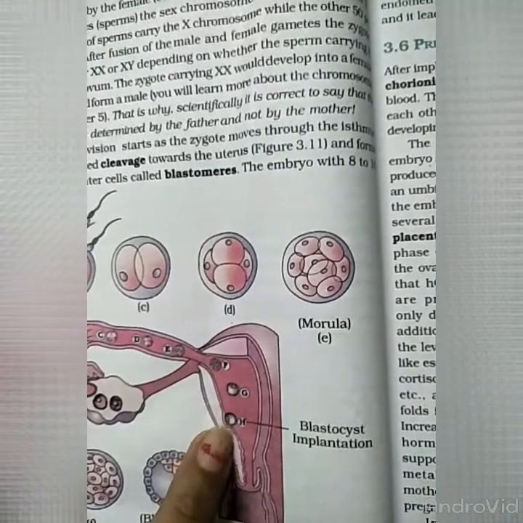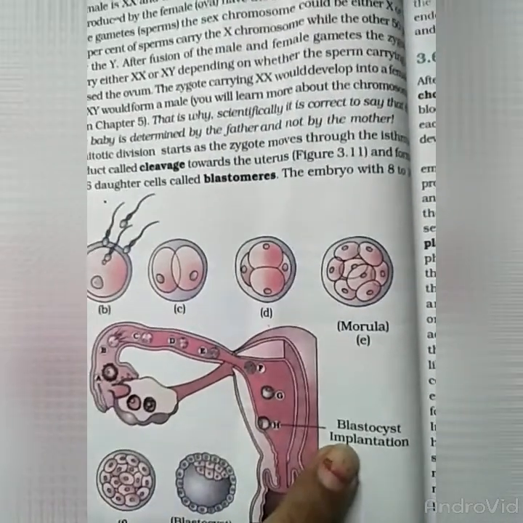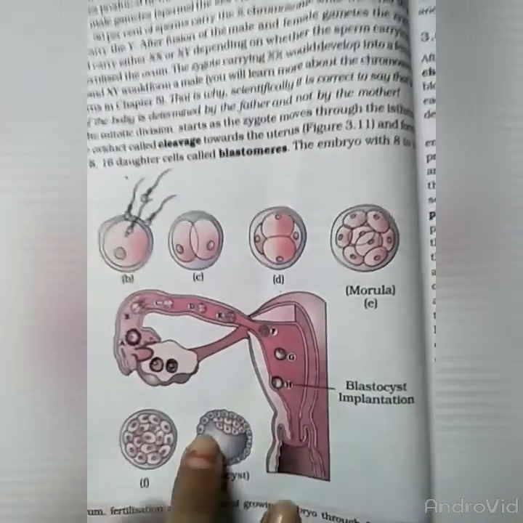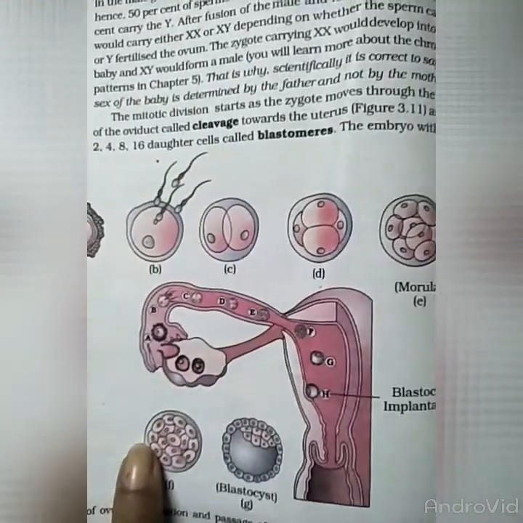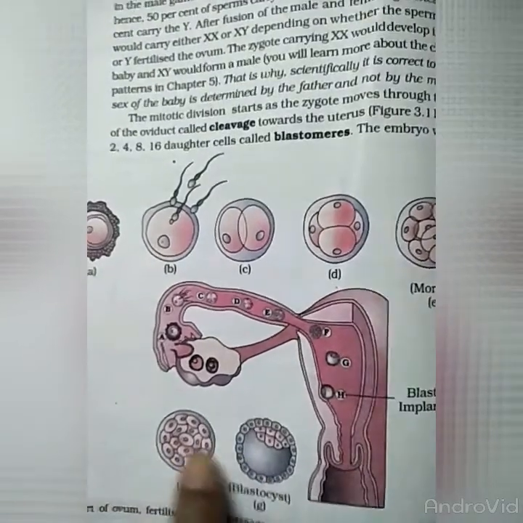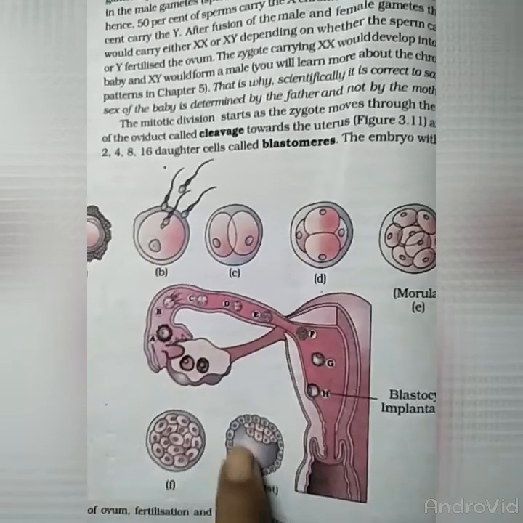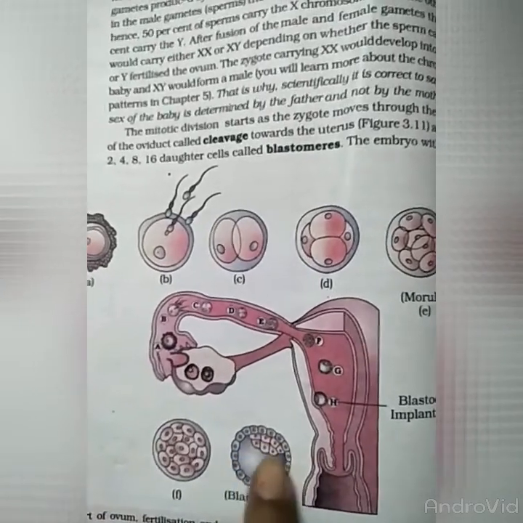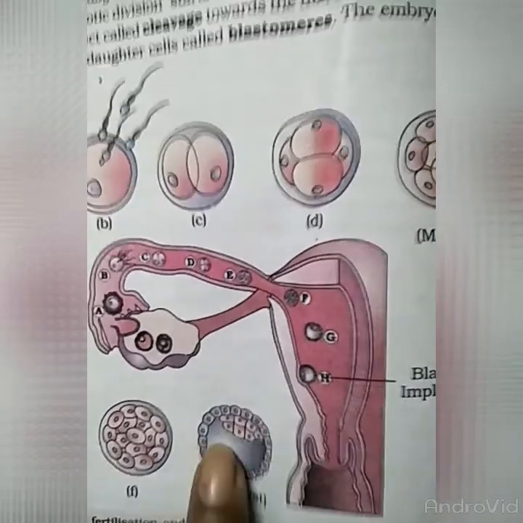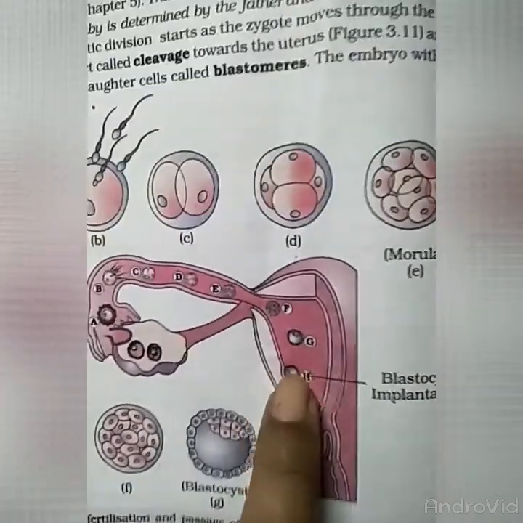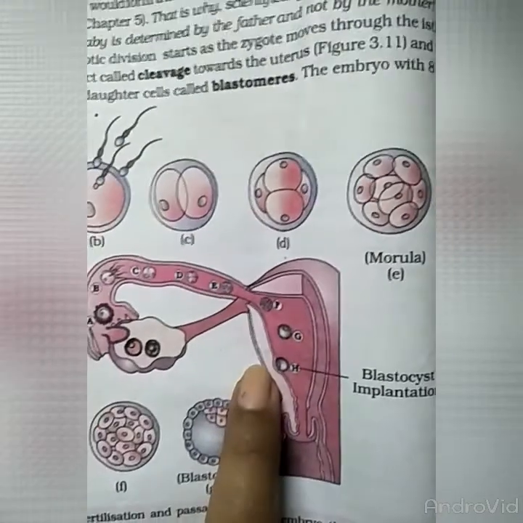It attaches to the uterine wall, and this process is called implantation. This is the blastocyst condition. When the blastula forms, after the morula, the cells are arranged in the periphery, and in the middle there is a vacuole, an empty space, a cavity. This condition is called blastocyst. The blastocyst attaches to the uterine wall, and that process is called implantation.